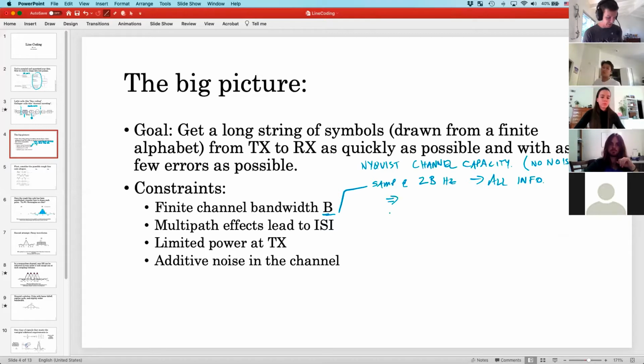So this implies no more than 2 bits in the highest frequency component. Right? If you tried to put in 3 bits, but you were only sampling twice, you'd miss every third bit.